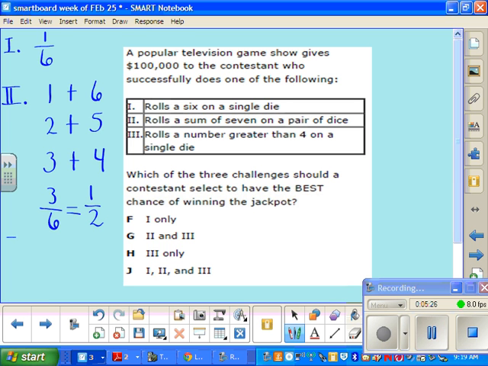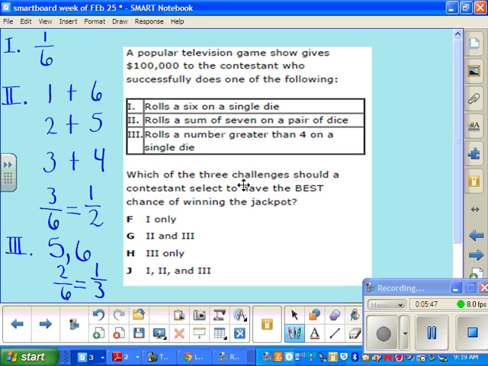We'll move on to the third one, rolls a number greater than 4 on a single die. So if we think about a die, everything greater than 4 would be 5 and 6, so that's 2 out of 6, which is 1/3.